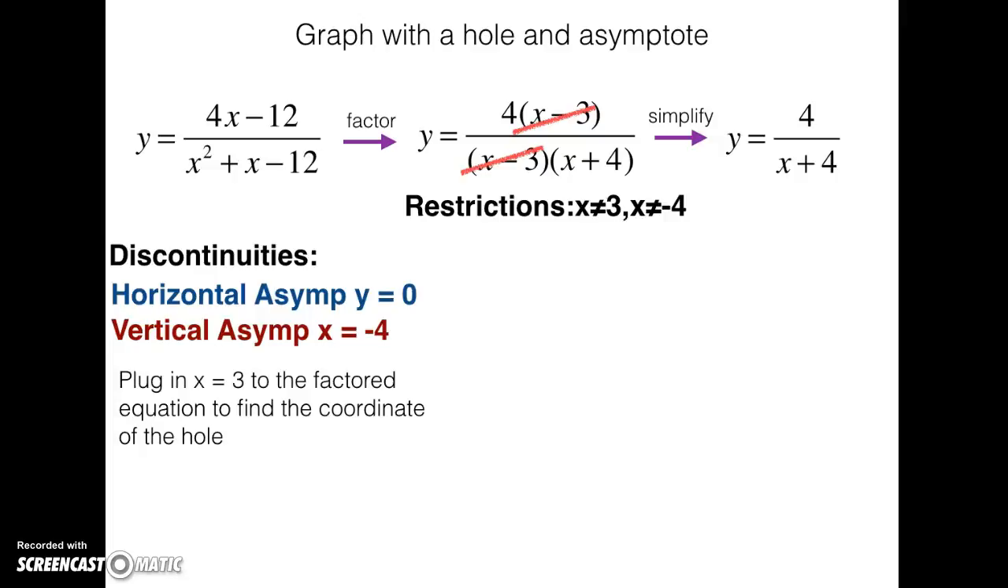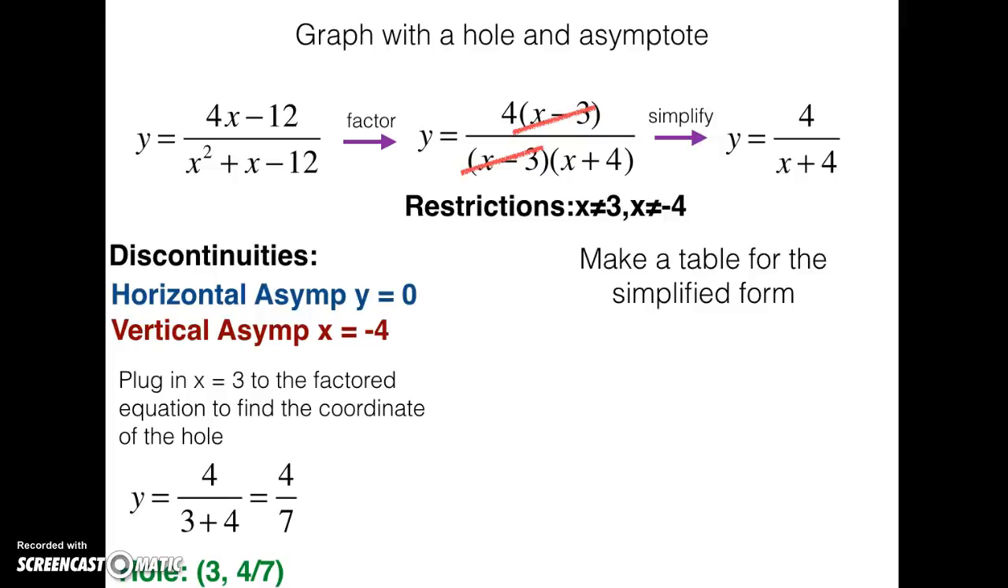We have a hole at x equals 3 because it cancels out from the original problem, but to find the location of the hole, we plug x equals 3 into the simplified function. The y-coordinate that goes with the x-coordinate is 4 over 7. So the location of the hole is 3, 4 over 7.